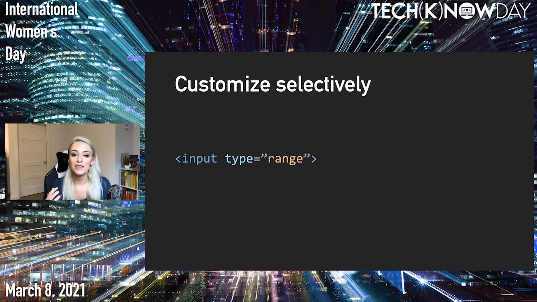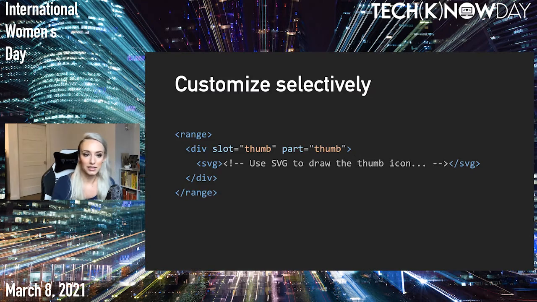Additionally, we would love for slots to be able to provide the flexibility to customize only a part of a control. So we'll look at input type equals range as an example of that. A developer could provide a slot and a part for just the movable thumb, and the UI for the track would automatically fall back to the default provided by the platform.